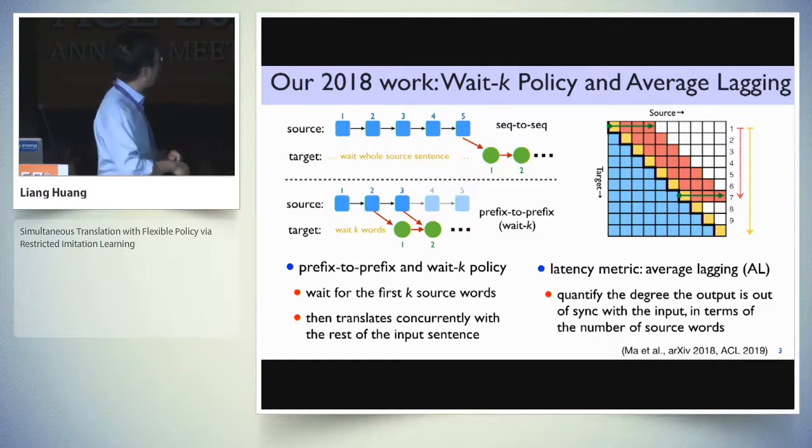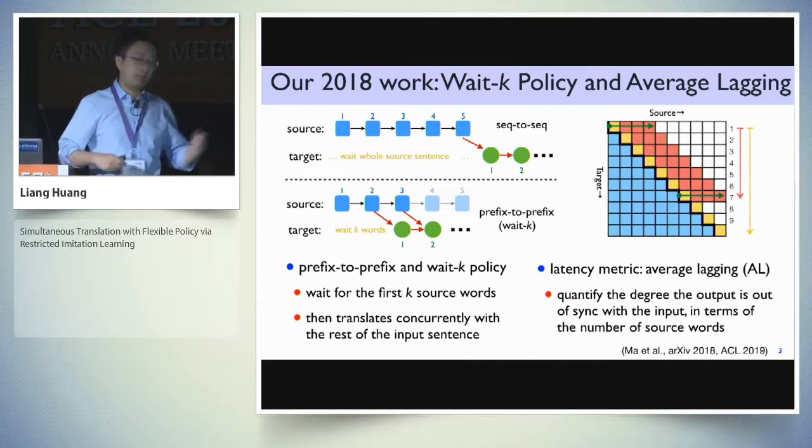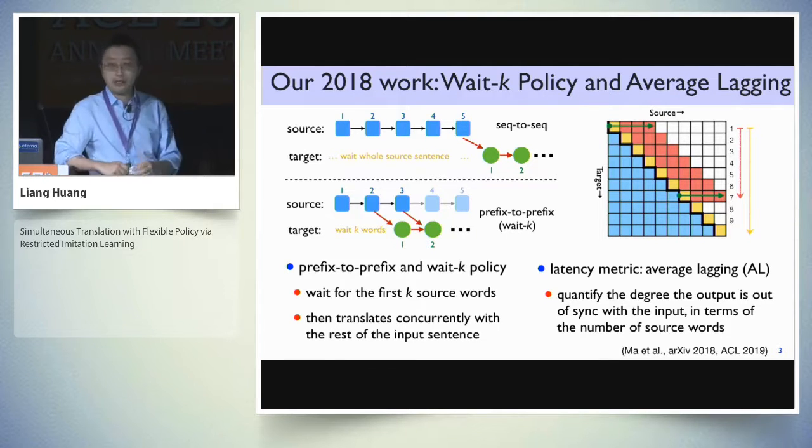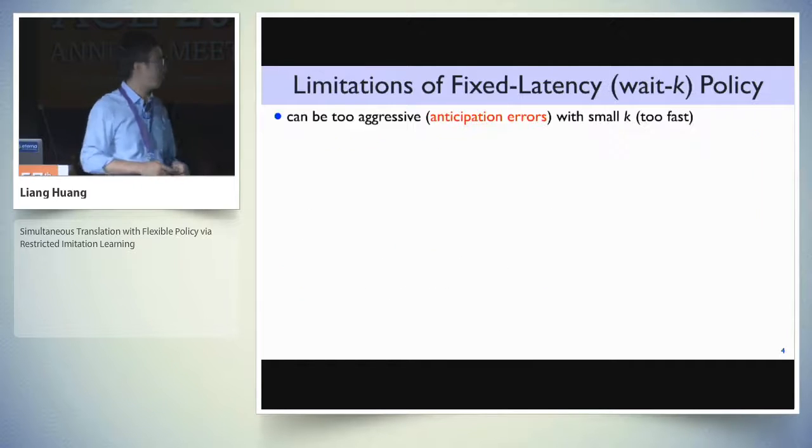And this wait-k policy, just to refresh your memory, is just: wait for the first k source words, and then one input, one output, one input, one output, concurrently with the source sentence. And the AL, or average lagging latency, basically measures how much you are lagging behind the source speech, in terms of source words.